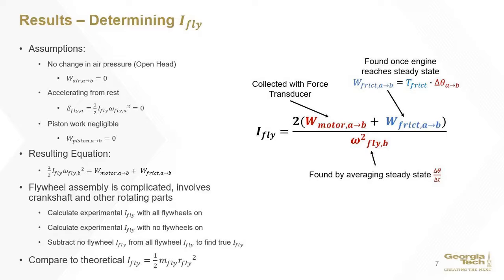Thus, we were left with the kinetic energy of the flywheel at steady state being equal to the sum of the work from the motor and the work from friction over the total displacement. Isolating I_fly gave us a clear path to deriving this value, shown on the right. It's worth noting that the flywheel assembly contains multiple rotating parts, such as the crankshaft. So to find the correct I_fly, we ran a trial with the flywheels on and a trial without any flywheels, and subtracted the no flywheel value from the fully loaded value. Then we compared this experimental value to the theoretical equation for the moment of inertia of a disk.